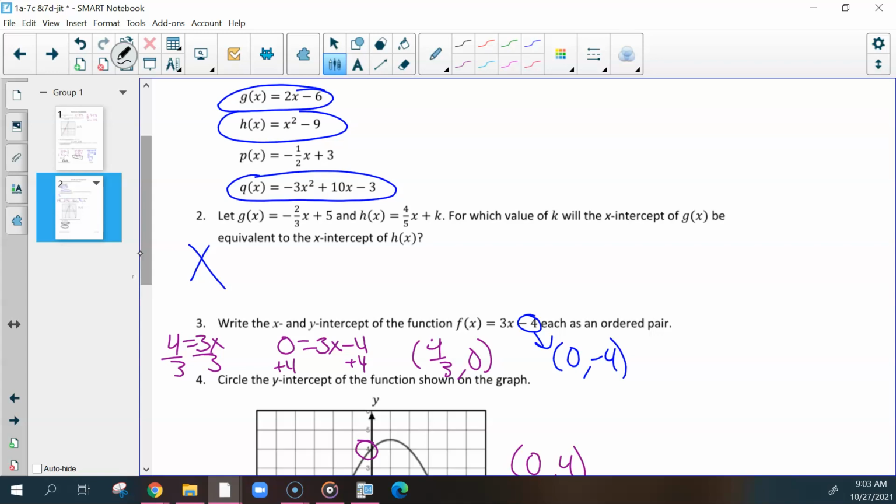And then your y-intercept you didn't really need to solve for because it was in this format, the same format that we solved all the previous equations. So if you looked at the number without a variable, that would be your y-intercept.